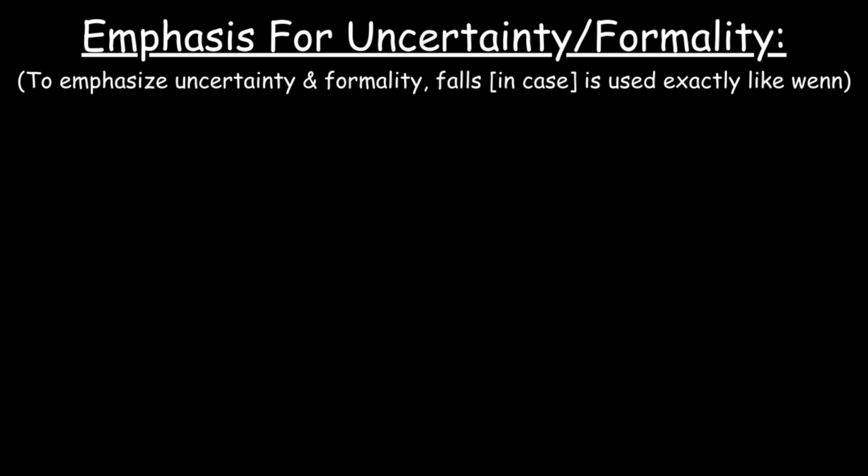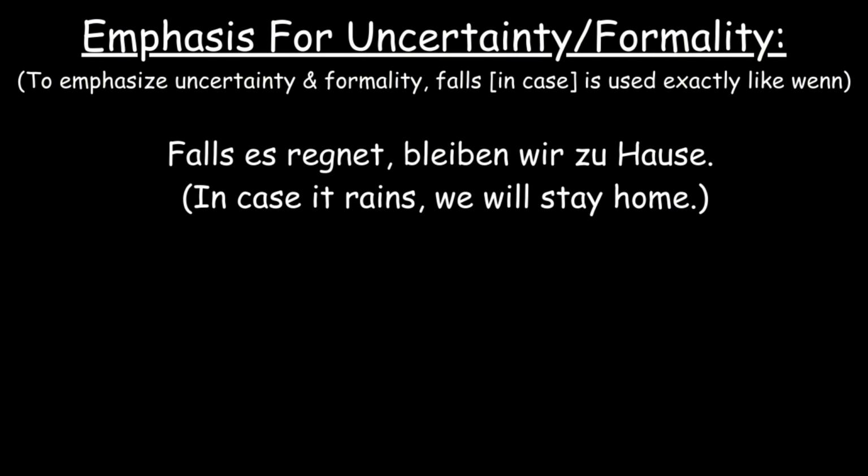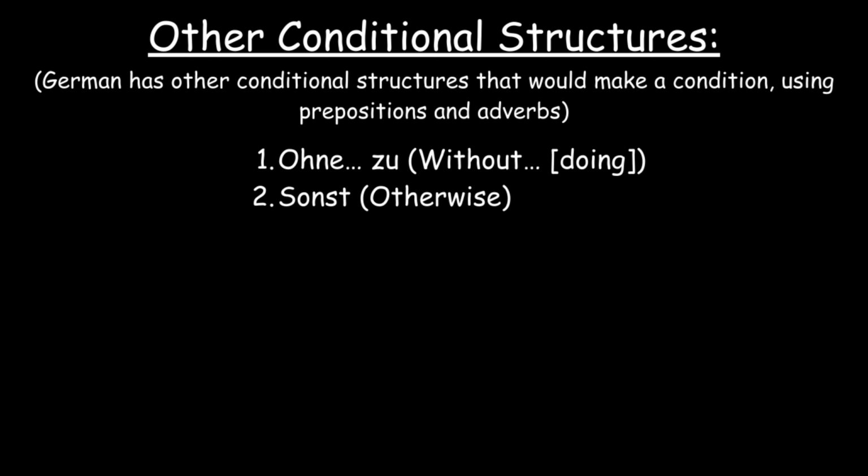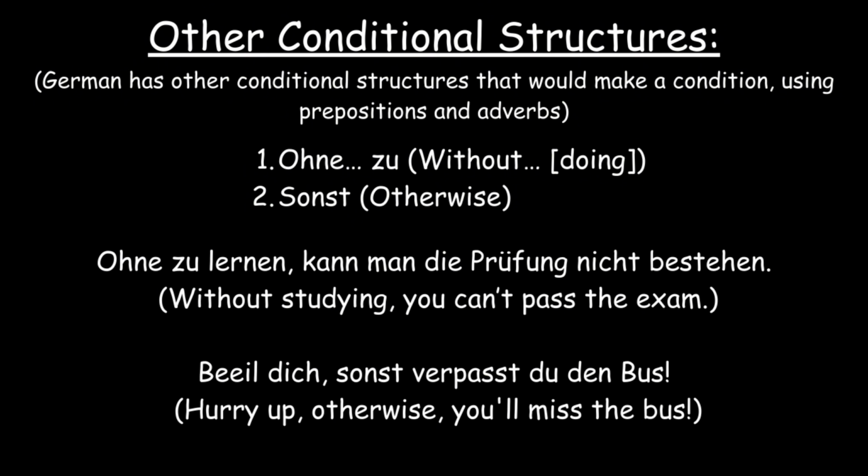To emphasize uncertainty and formality, German has the word falls, meaning in case, and it's used exactly like wenn. Falls es regnet, bleiben wir zu Hause. Within the sentence, we're using the word zu, and speaking of this word, German also has other conditional structures that would make a condition, using prepositions and adverbs, like ohne zu and sonst. Ohne zu lernen kann man die Prüfung nicht bestehen. Beeil dich, sonst verpasst du den Bus.